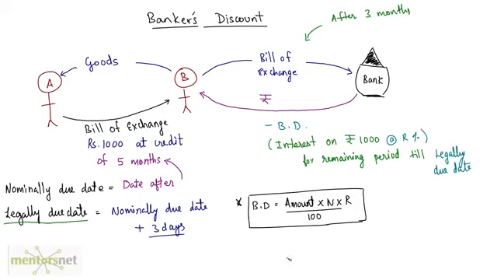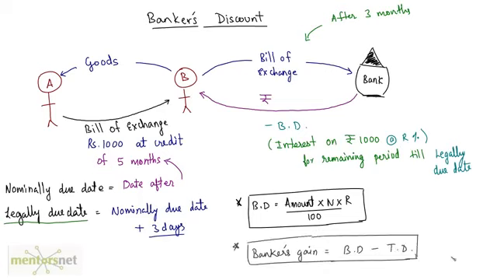Now there's another term called banker's gain, which is actually the profit earned by the bank while undertaking this transaction. So it is basically the banker's discount minus the true discount. So the profit obtained by the bank can be calculated by taking the true discount for the unexpired time and deducting it from the banker's discount, right? So we know these two formulas. Let us solve a problem now.